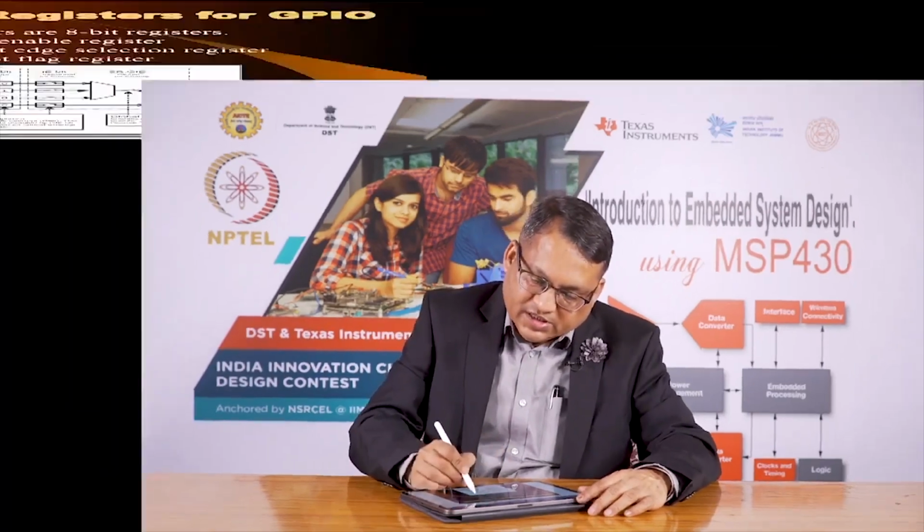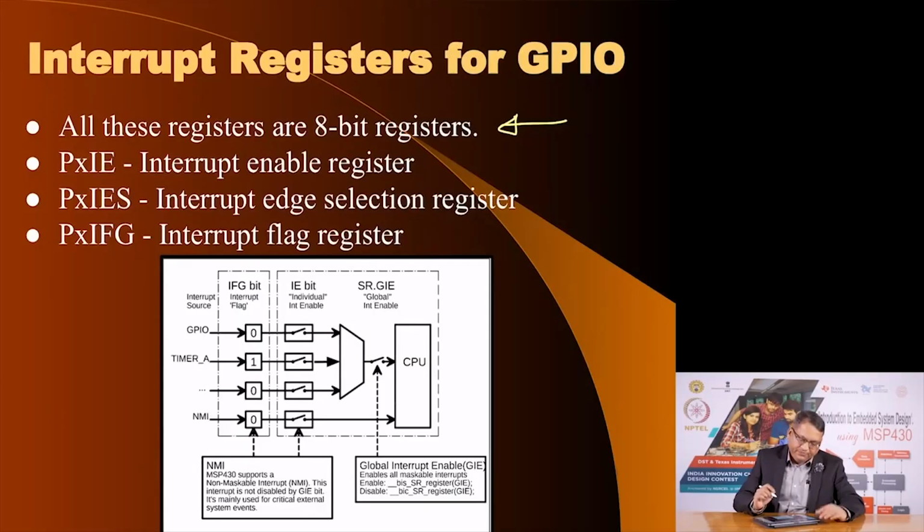Now, for handling interrupts, for purpose of illustration here, we are going to use the input output pins, and so we are going to look at all the registers which help manipulate, which help control, or which help handle all the interrupts associated with the GPIO, general purpose input output pins. And we have 3 registers which help us manage the interrupts associated with the input output pins. All these registers are 8 bit width. We have an interrupt enable register called PXIE. X here refers to which port we are talking of. For example, if you are talking of port 1, that register will be P1IE. We have an interrupt edge selection register.